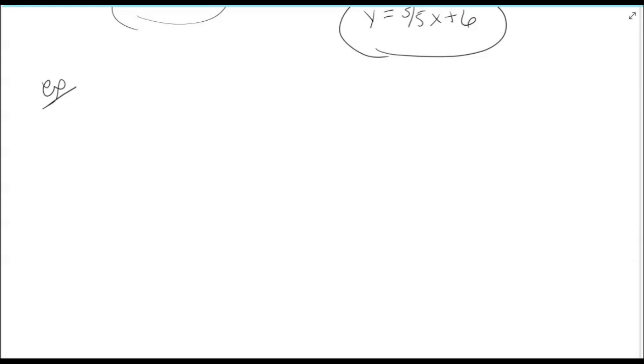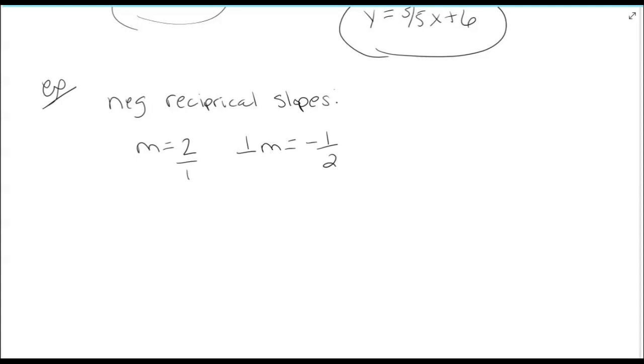If you remember, perpendicular lines have negative reciprocal slopes. What does that mean? So if the given slope is 2, then the perpendicular slope is going to be -1/2. So you have to change the sign and flip the number. So we assume that this is 2 over 1. So if we had the slope 3/4, then the perpendicular slope would be -4/3.